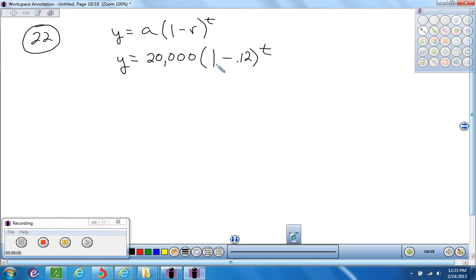Alright, and so we would just take the difference here, and so it'd be 20,000 times our decay factor of 0.88 to the t. Now remember, we're decaying, or decreasing, so this has to be less than 1. Okay, and so this is how we would set up the equation. So that would be the A part.